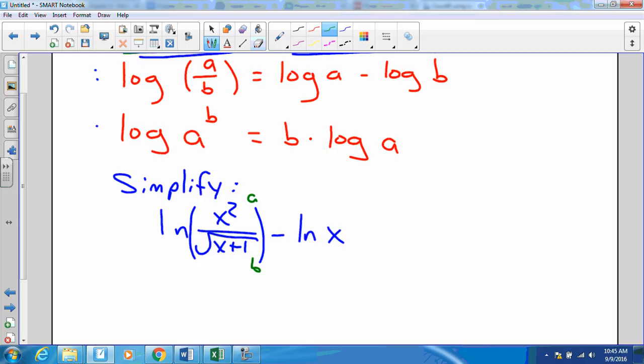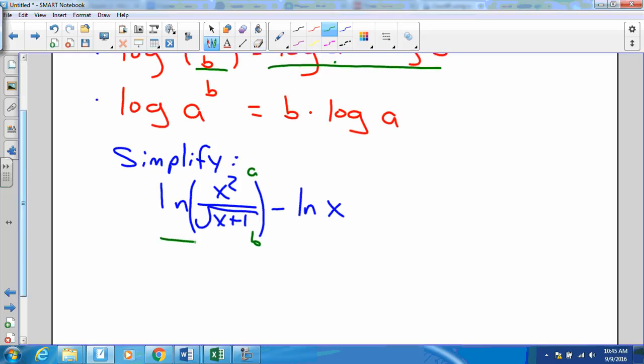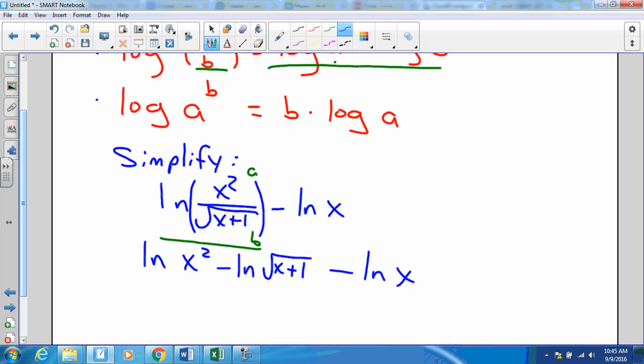And so since this is in the form of log a over b, I can replace this with log of a minus log of b. Anything else I'm not going to touch. So, taking this expression right here, which is the ln of a over b, I simply replace that with ln of a minus ln of b, and the rest of it I leave alone, minus ln x. Well, already this looks simpler. I'm happy.